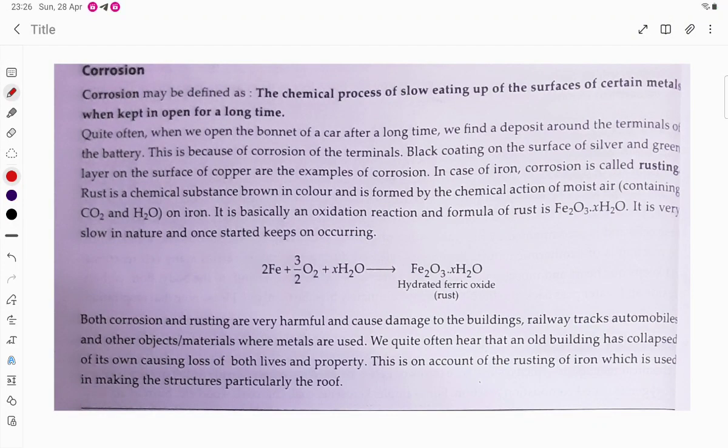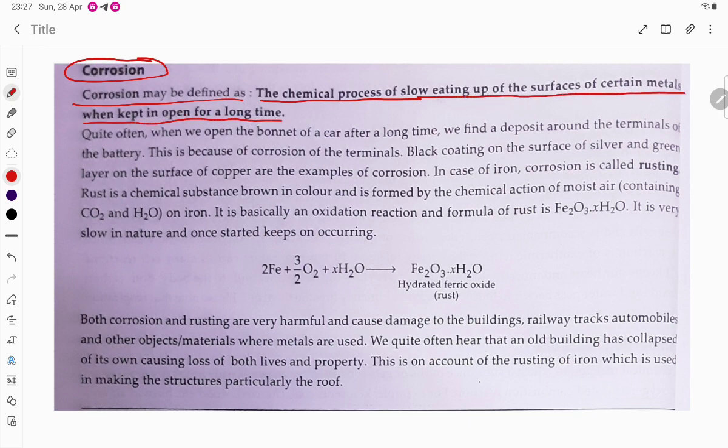Hello student, let's try to understand the topic corrosion. Corrosion may be defined as the chemical process of slow eating up of the surface of certain metals when kept in open for long time. This is called corrosion.